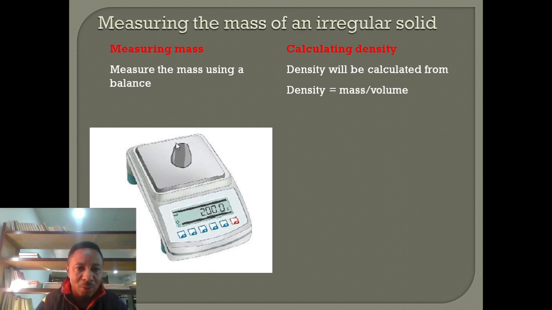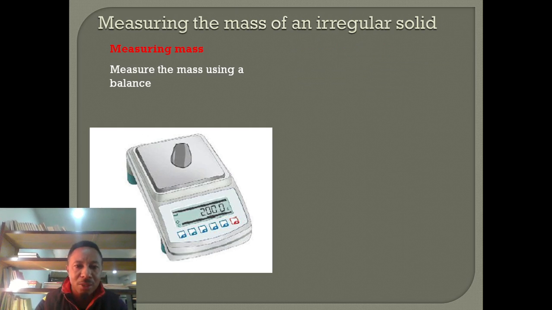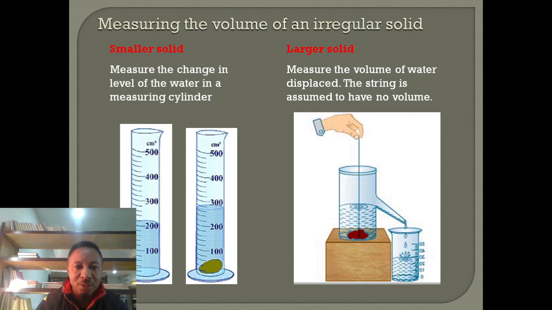Remember that we don't want any extra mass on this stone, this irregular solid. So for that reason, it must be dry. You must get the mass first before you put it in the liquid to find the volume by what we call the displacement method in the previous slide.